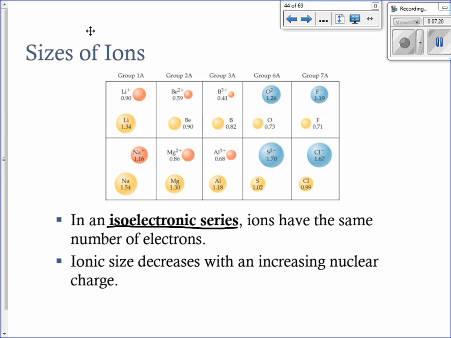What does isoelectronic mean again? Same configurations, yes. Same number of electrons, same configurations. Good. Okay. Continuing on, here we go, yes.